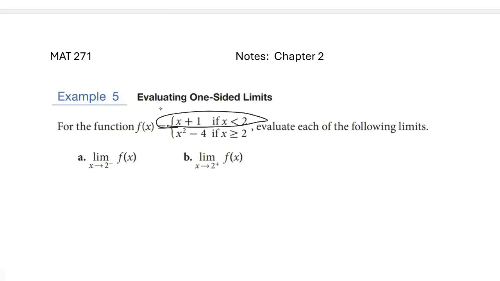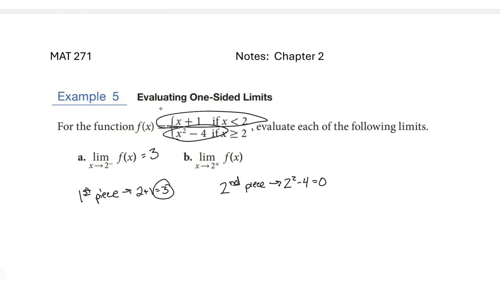And we can find that limit algebraically really by just plugging in our values. So I'm going to use the first piece, and I'm going to plug in 2, because this is what the graph would look like to the left of 2. And that's going to give me a limit of 3. If I want to look at the right of 2, I'm going to use that second piece, so I'm going to have 2 squared minus 4, which is going to be 0. So the limit on the left approaches 3, on the right approaches 0.